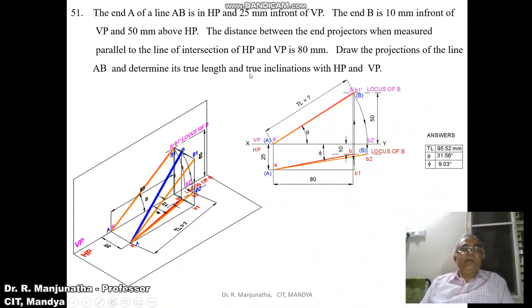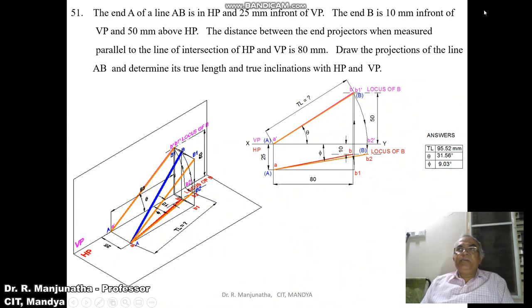Again, first we are going to take up the 3D analysis. The end A is in HP and 25 mm in front of VP. As we see, A is in HP, so obviously the image will be seen in the vertical plane. You can see that A dash is on the vertical plane, and A is 25 mm in front of VP. So when you look from the top view, the distance of 25 mm in front of VP is seen in the horizontal plane. So that is small a.